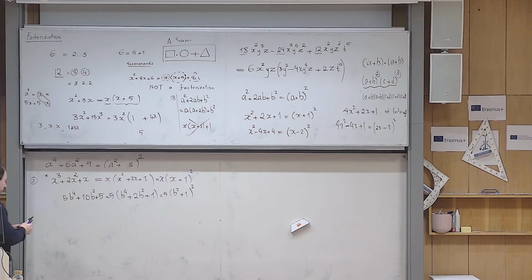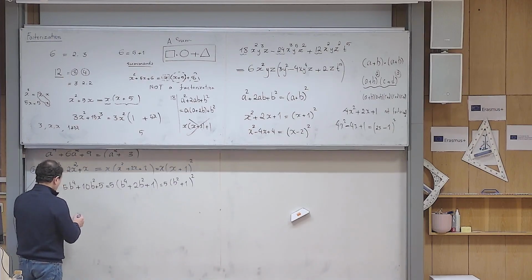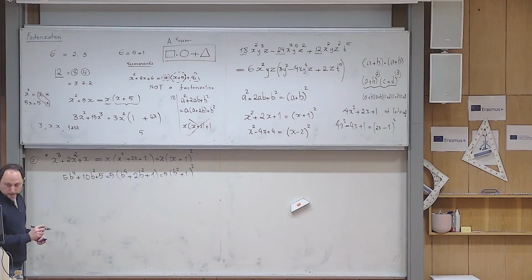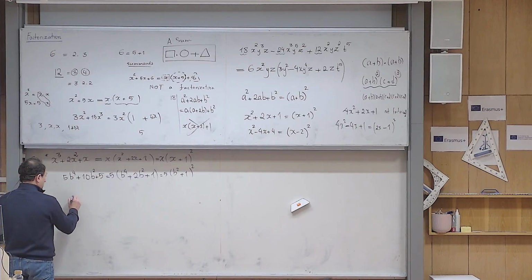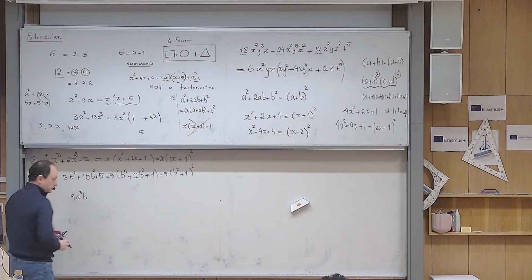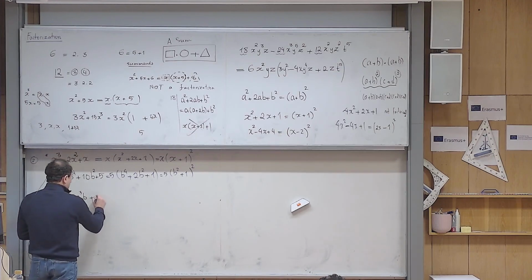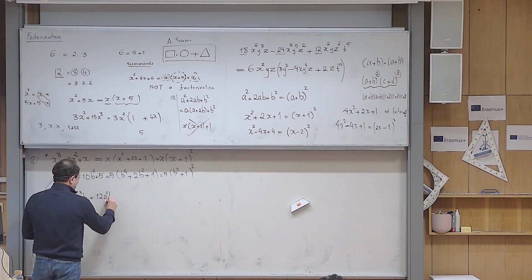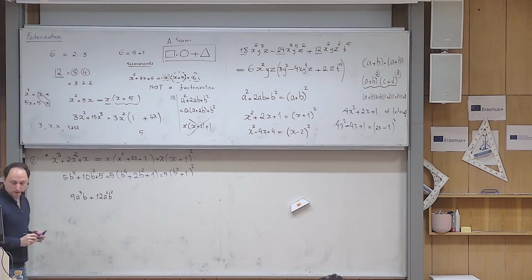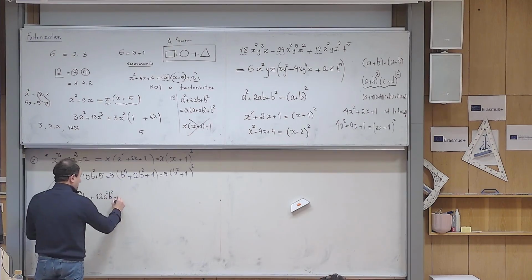So what about this one? I will write it like this. So 9a cubed b plus 12a squared b squared, and then plus 4ab cubed.